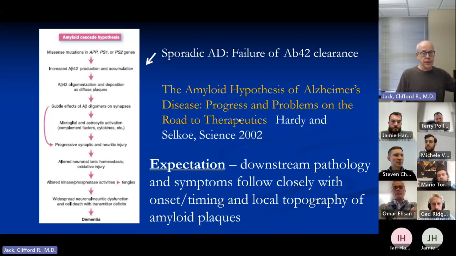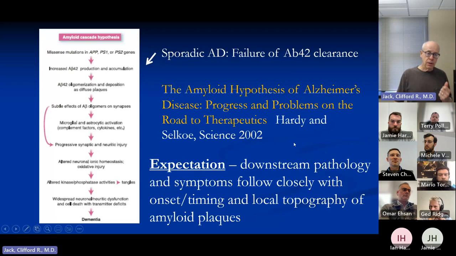But the expectation, based on the amyloid cascade hypothesis, which was then and really still is now the fundamental thematic driving force in the field of Alzheimer's disease, was that the downstream pathology, tauopathy, neurodegeneration, and clinical symptoms would follow closely in space, i.e. topographically, and in time with amyloid plaques. That was what people expected to find, particularly with imaging biomarkers, because topography is present in imaging, not in fluid-based biomarkers.